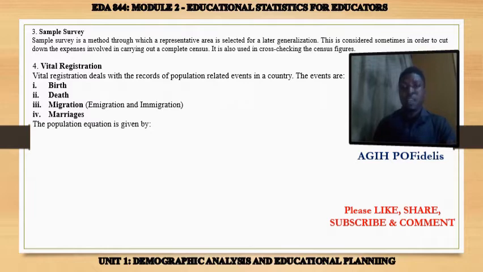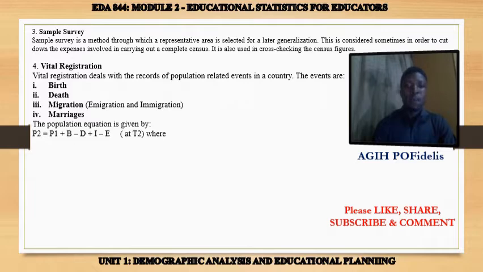lay hands on this kind of information will be quite informed on the number of people that they plan for. The information collected from vital registration, such as births, deaths, immigration and marriages, helps planners to deduce the current population of a country at any given time. So let's quickly look at the population equation that is derived from this information.